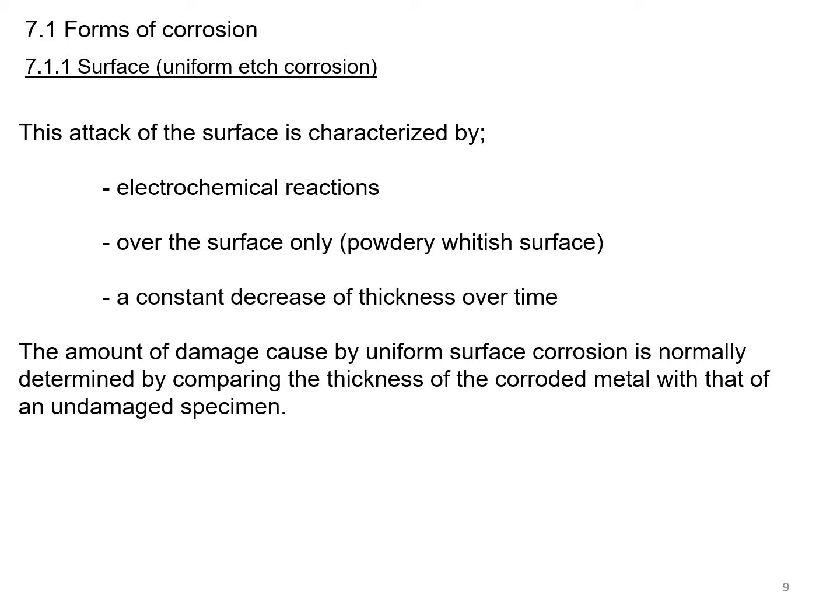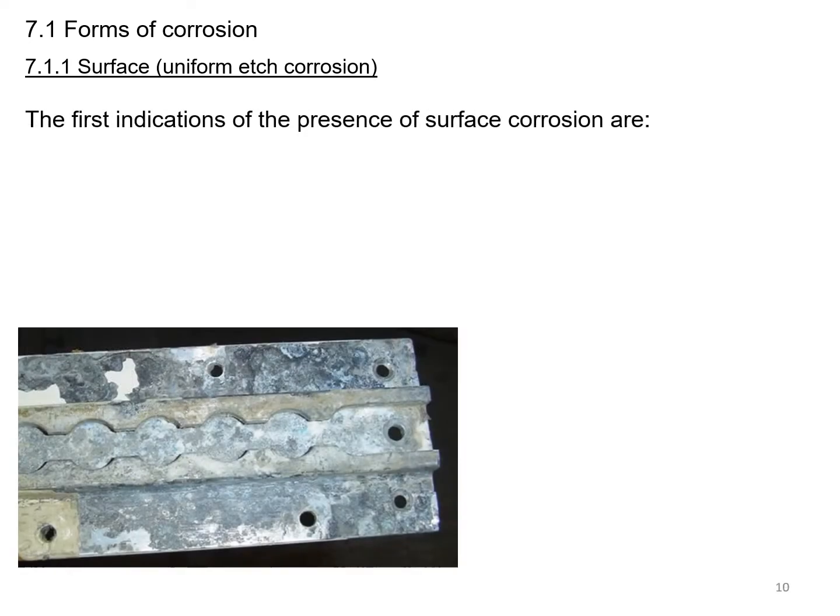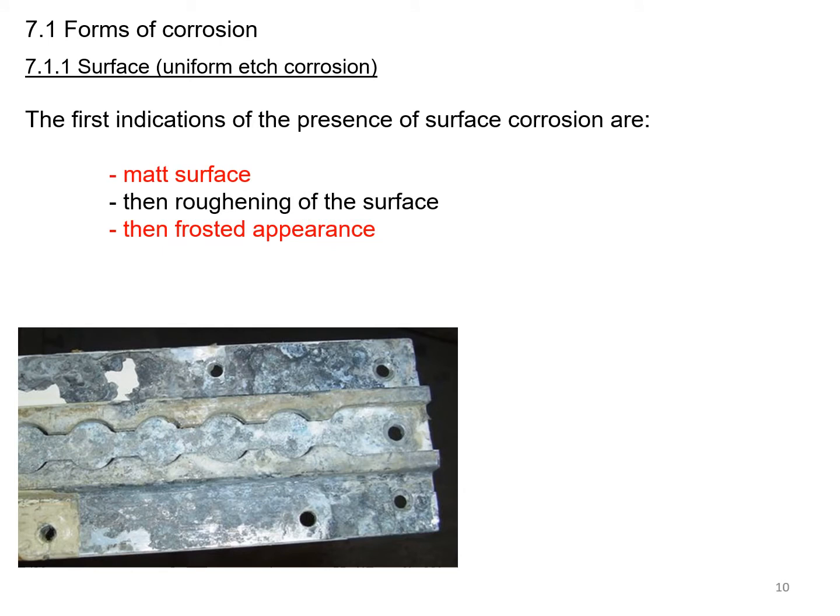The amount of damage caused by uniform surface corrosion is normally determined by comparing the thickness of the corroded metal with that of an undamaged specimen, and there are different ways to do this. We'll discuss that in the coming weeks. The first indications of the presence of surface corrosion are a matte surface. So shiny aluminum will become matte. Then roughening of the surface, and then a frosted appearance. These are the different steps that indicate how badly corrosion has attacked the part.